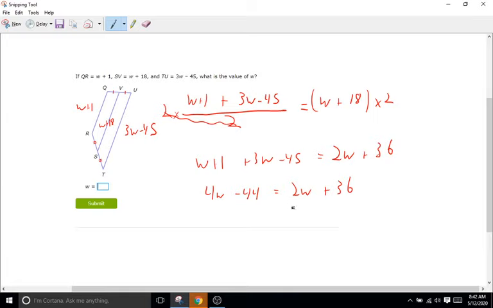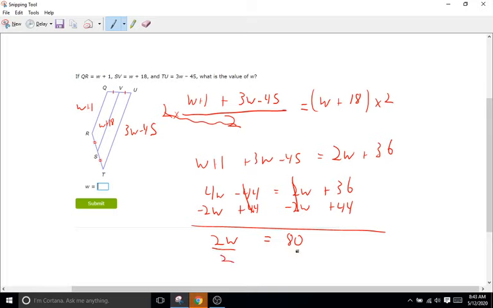We'll combine more of the like terms, so we'll subtract 2W from this side, put it over here, and then we will add 44 on both sides as well. So we are left with 2W equals 36 plus 44 is 80. And we'll divide both sides by 2, meaning W is going to equal 40. Okay, so W is going to equal 40.